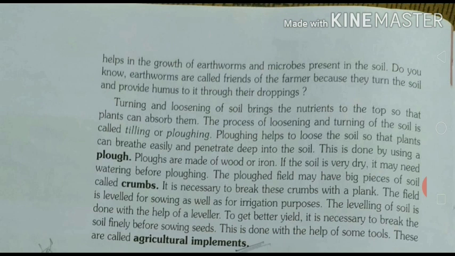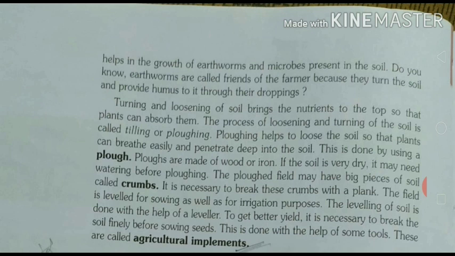So after plowing also, some big pieces of soil are left in the field, which are called crumbs. It is necessary to break these crumbs with a plank. Now one more agricultural tool we have, that is the plank. So the plank is used to break the crumbs.